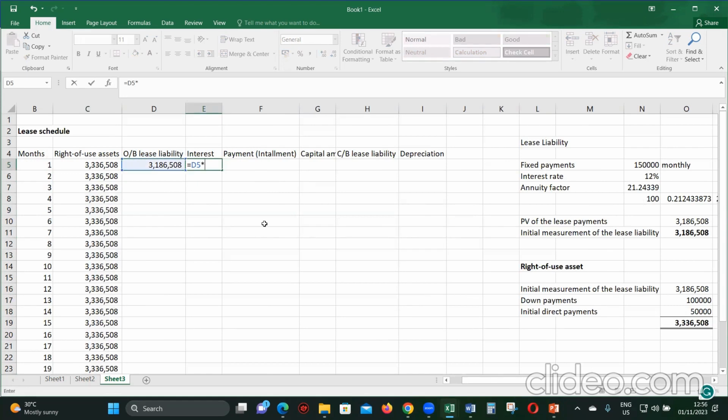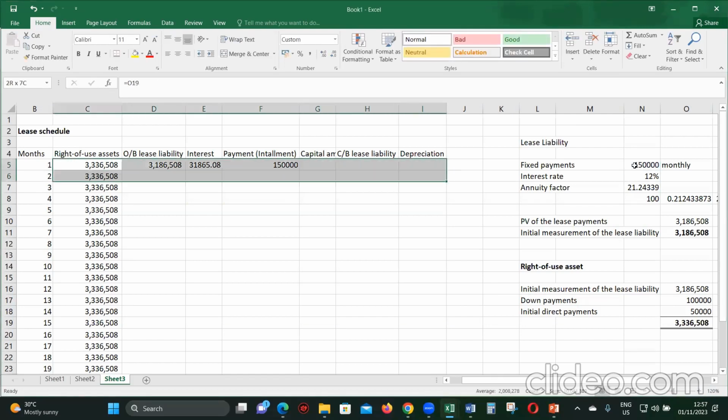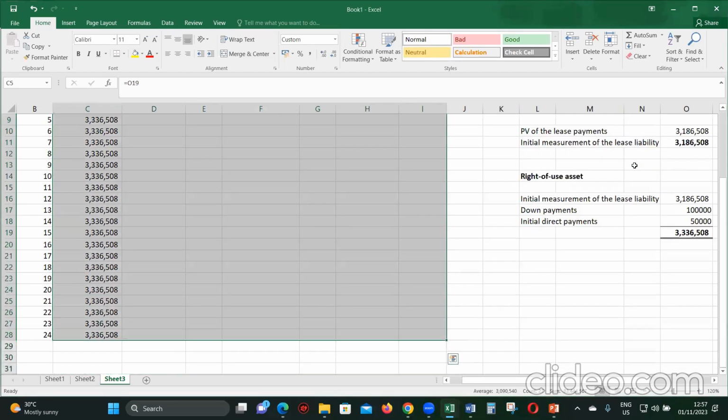How do you compute the lease interest? Monthly. Multiplied by 0.12. You can put a bracket and link it since I'm doing this in Excel. Like this, that value is 31,865. And then the payment is 150,000. Okay, let me remove the decimals.